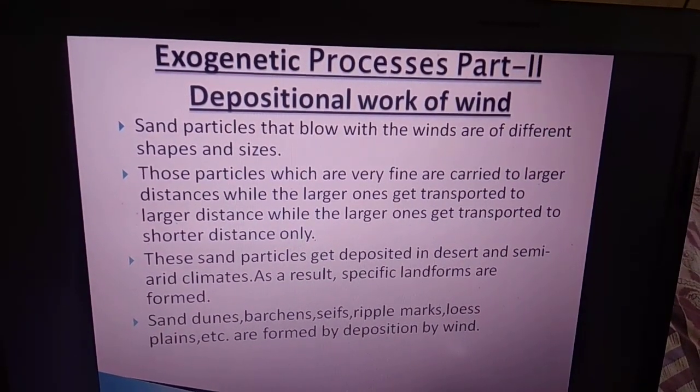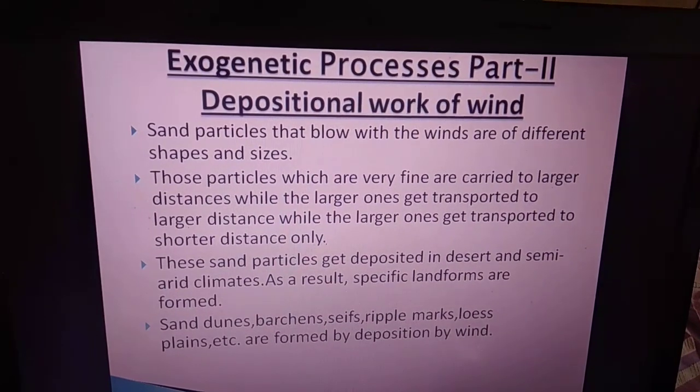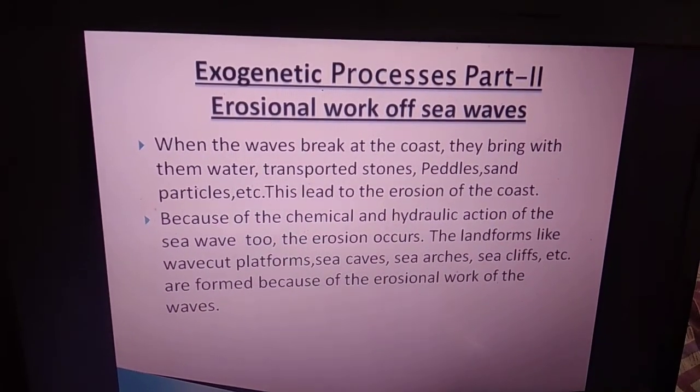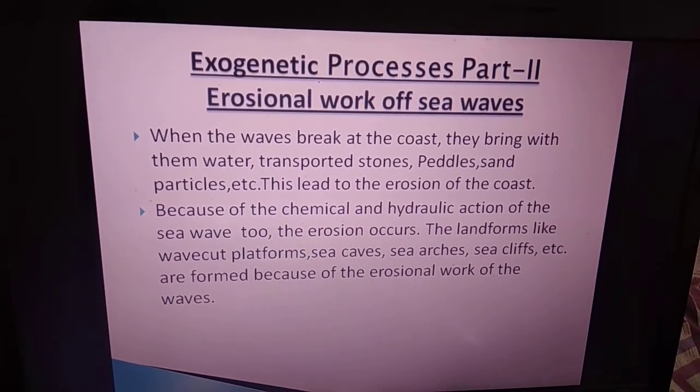This sand particle gets deposited in desert and semi-arid climate. As a result, specific landforms are formed. So our next topic is the erosional work of sea waves.